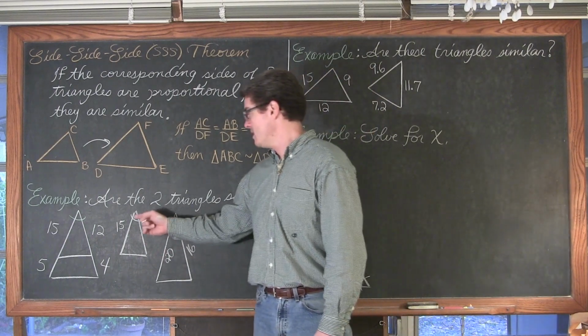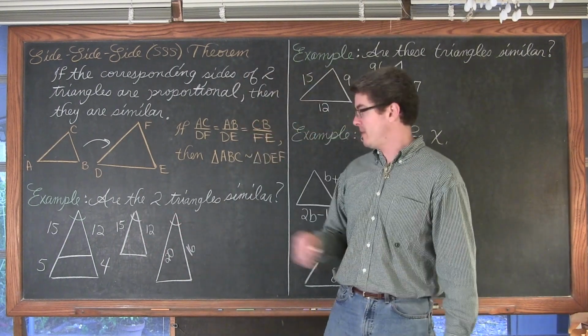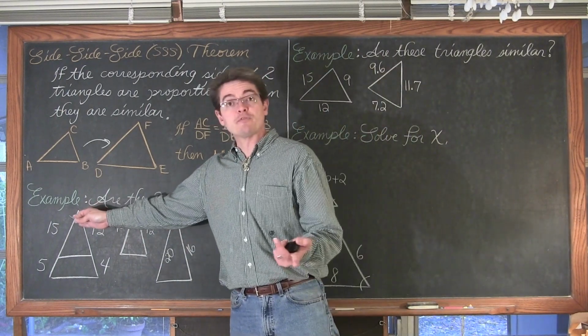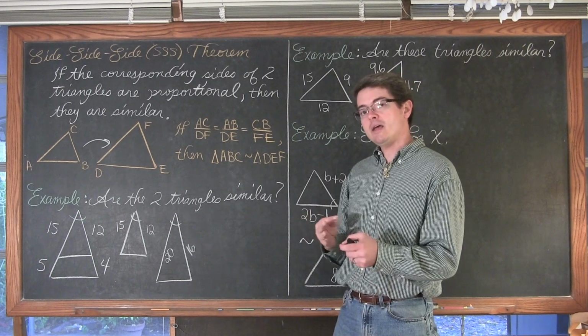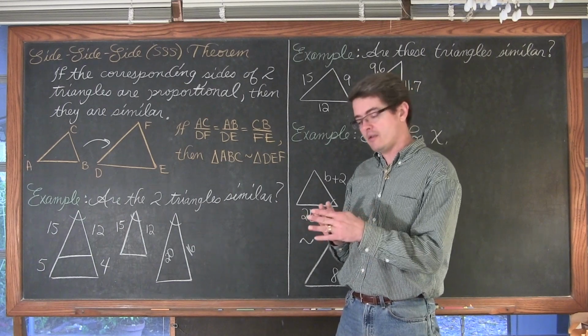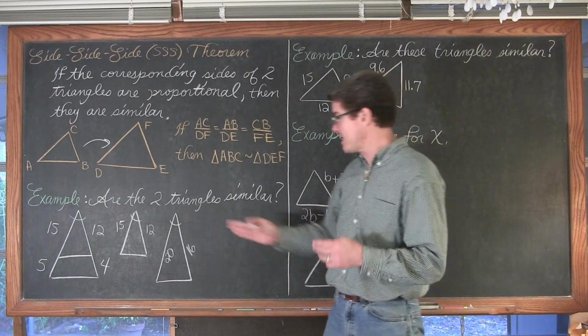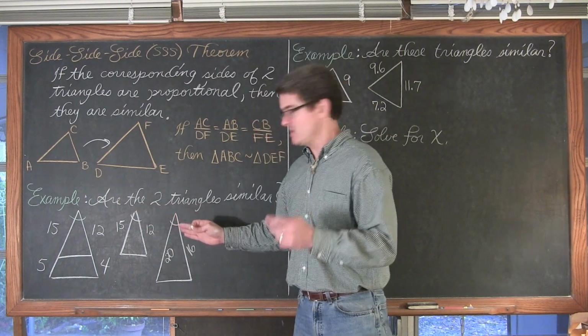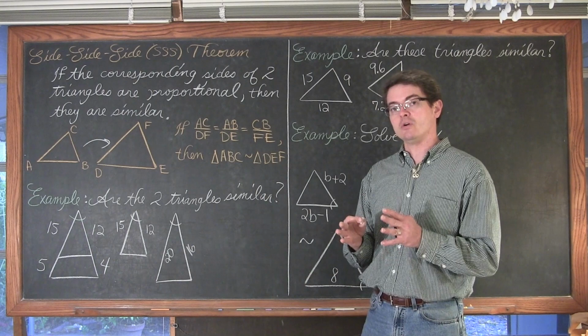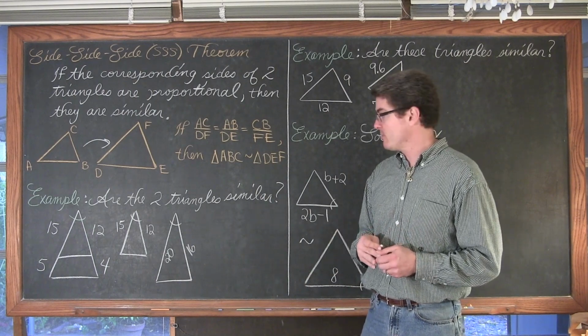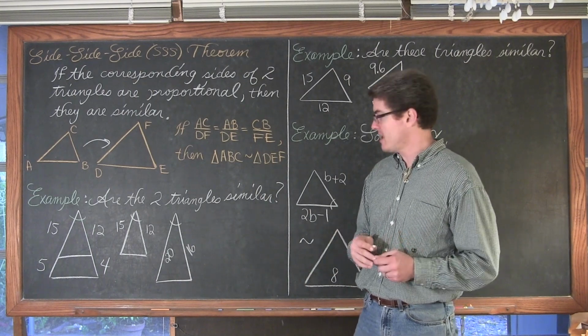Now we have a pair of angles which are congruent because, basically, the reflexive property. We have both triangles using that same one. And then remember, if the pair of corresponding sides that include the angle which is congruent are proportional, then the two triangles can be proven similar due to side angle side.